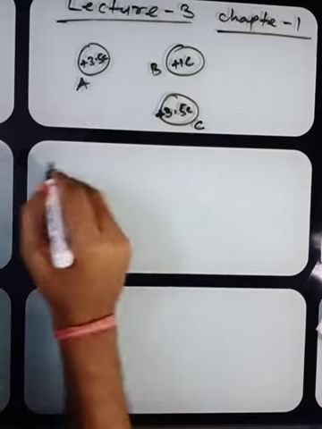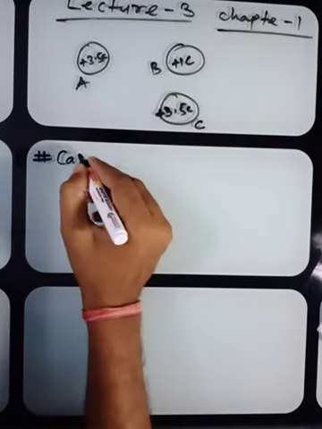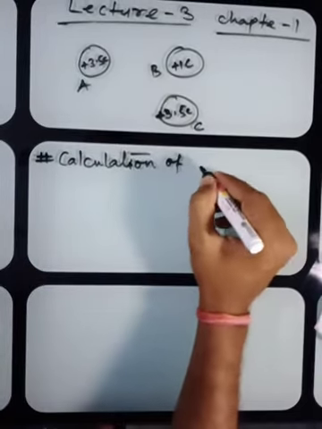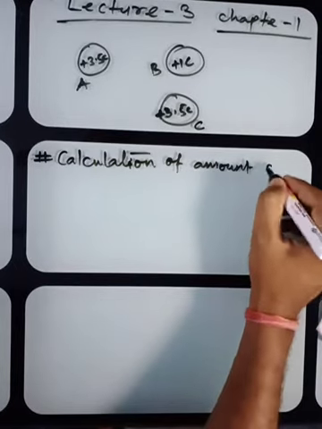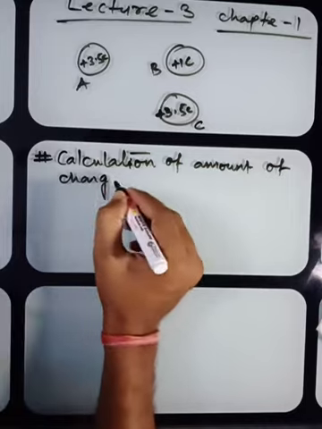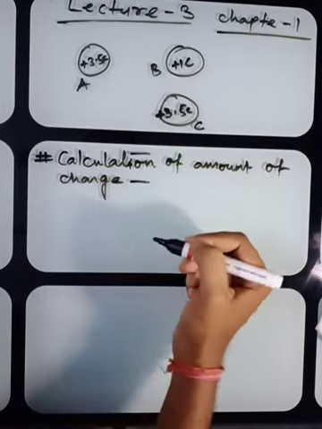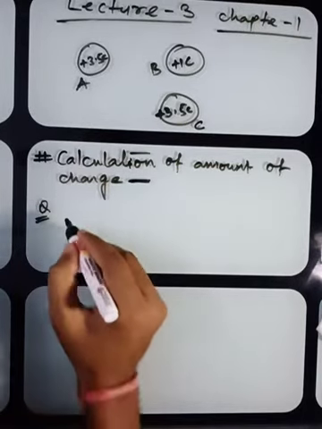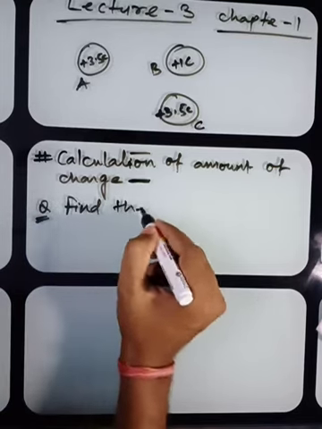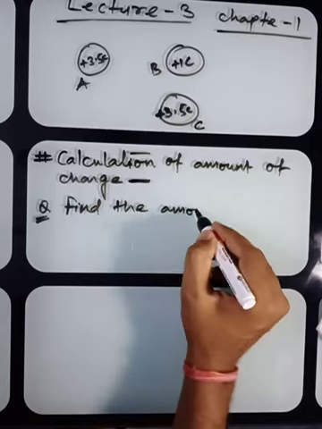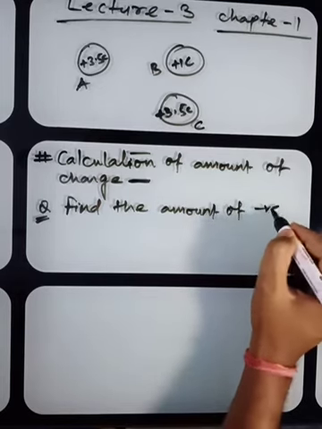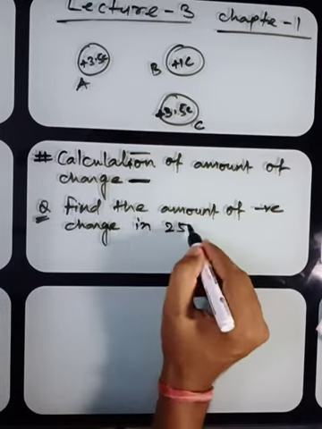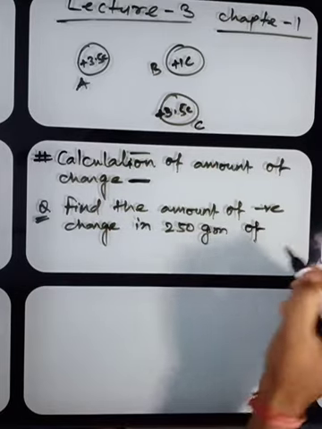Now students, next topic we will discuss is the calculation of amount of charge. Suppose students, I'm asking a question: find the amount of negative charge in 250 gram of water.